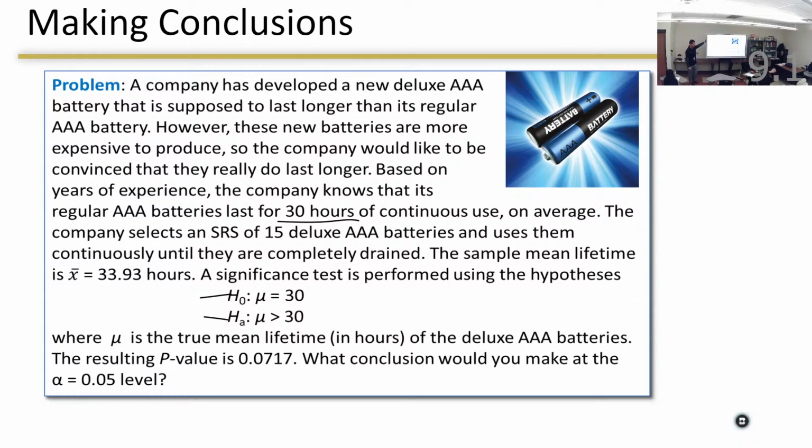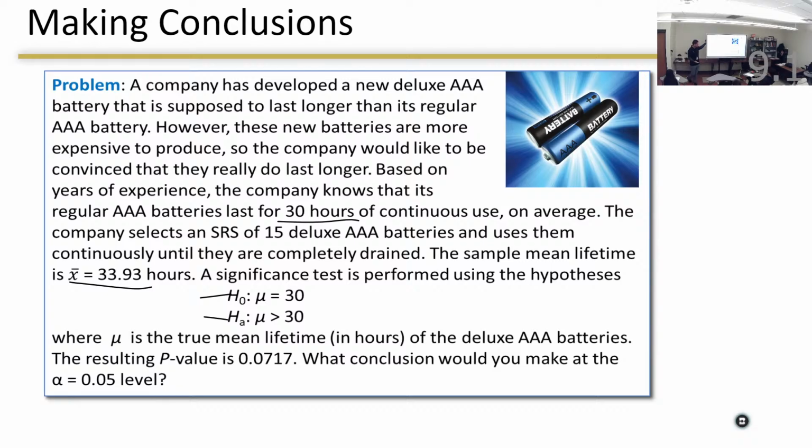The company selects an SRS of 15 deluxe AAA batteries and uses them continuously until they're completely drained. The sample mean is 33.93. Does it look like they last longer? Yeah, I got a little evidence. I got something showing me that looks like it. I don't know if I have statistical evidence yet.